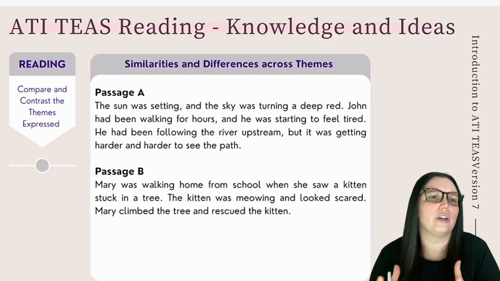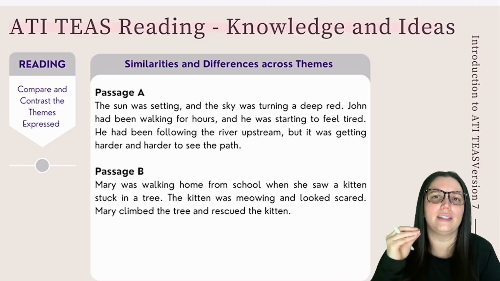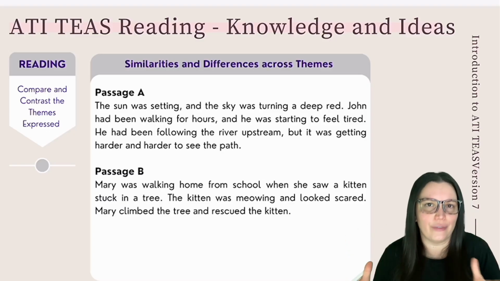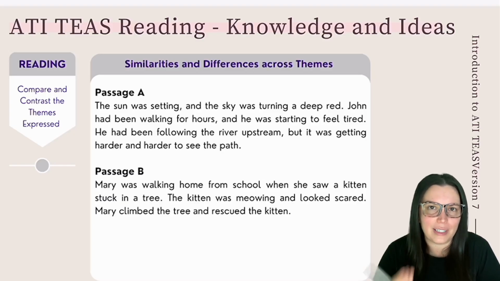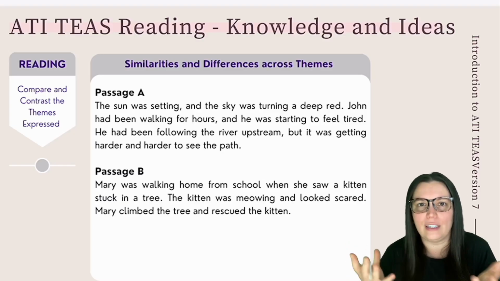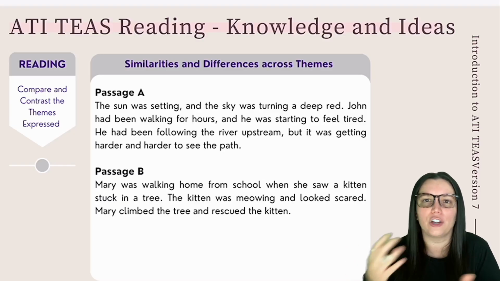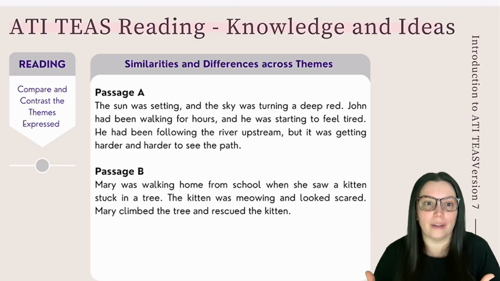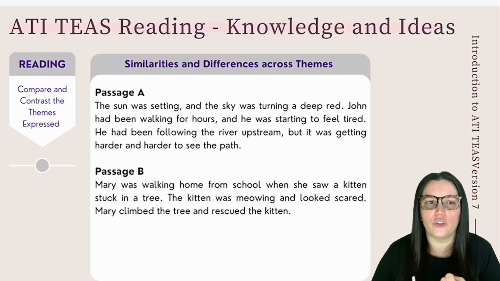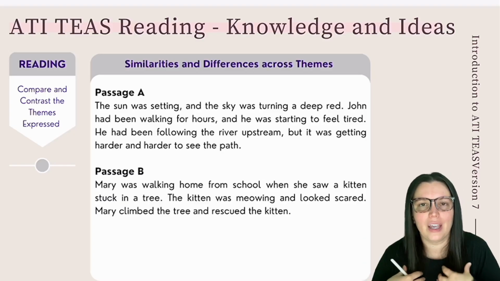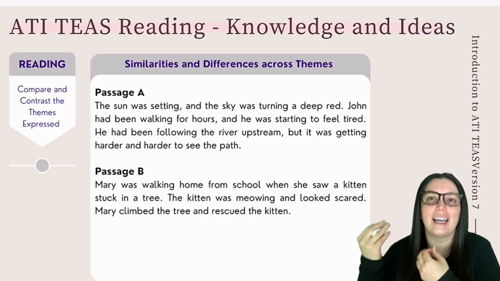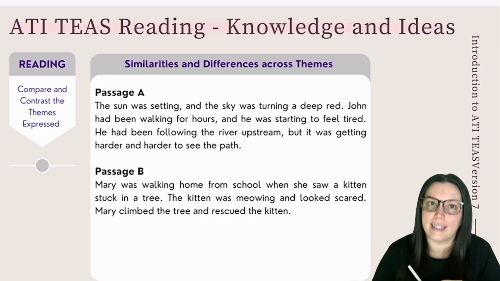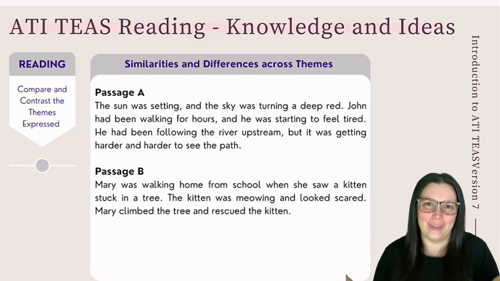And then you might also get a question that says, what about themes in passage A and B are different? Well, the themes in passage A and B are different in regards to the motives of that particular character, right? Each character has a different motive for why they're persevering, why they're compassionate, why they are helping. Well, John is walking upstream because he wants to get to the other side. He is helping himself, right? Mary is rescuing a kitten because it needs help. So John is helping himself while Mary is helping someone else.